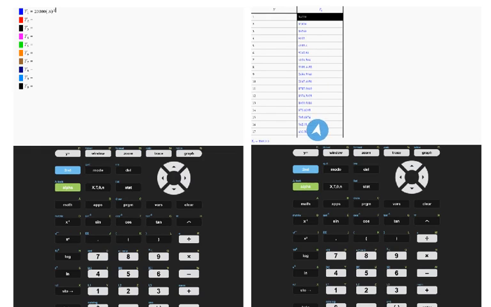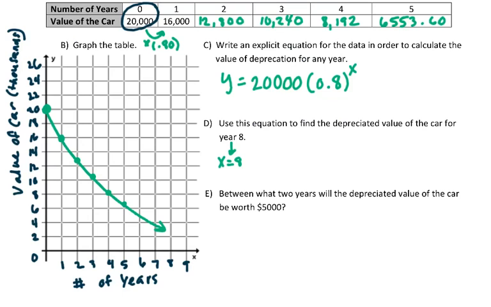And we're going to use this table to answer the next couple questions. So the first question said, for part D, it says, use this equation to find the value of the car for year 8. So you're going to come down to year 8 and you're going to look in your table, and you can round to the nearest dollar if you would like, or keep 2 decimal places because technically that's what money has. So in this case, that looks like 3,355.44. We'll go with that for year 8. Let's go write that down.